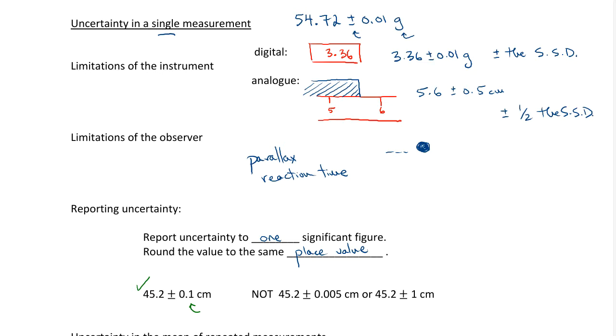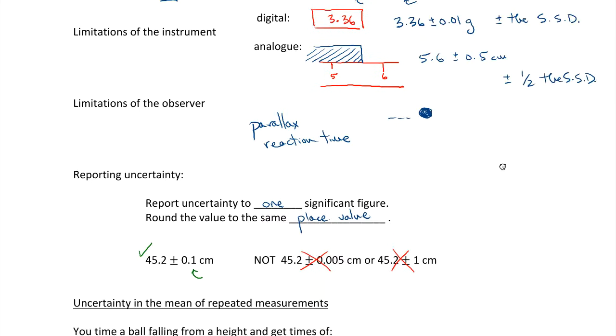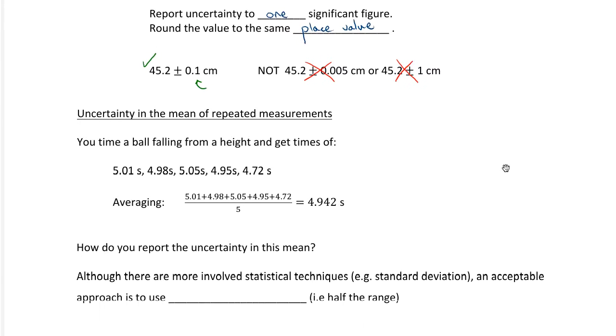These two are wrong. Here we've got something to the 1000th decimal place. It's correctly to one significant figure, but once this is to the thousandths, this needs to be to the thousandths as well. Or if this is to the tenths, this needs to be to the tenths as well. Similarly here, we've got a mismatch of place values, so those are both incorrect. Again, report your uncertainty to one significant figure, and once you've got that, then go and round the value before the plus or minus to the same place value. So that's how to report your uncertainty in a single measurement.